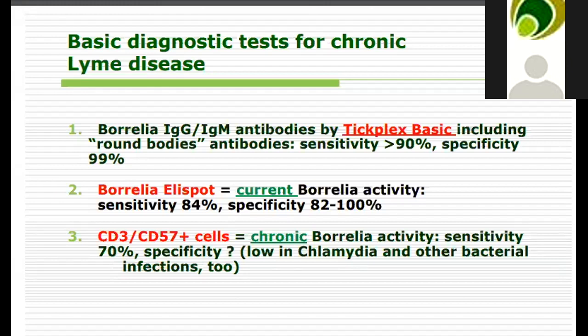We could do the ELISpot test for the current activity. Sensitivity is not such a good one like the Tickplex basic. It's around 84%, but specificity is around 82 to 100%, depending on the paperwork it's based on. The CD57 cells have a disadvantage. They're not specific for Lyme disease, but they are low in bacterial infections. They give us a good impression about that. Sensitivity is also not such overwhelming, but it's 70%, and this is also a really helpful tool.